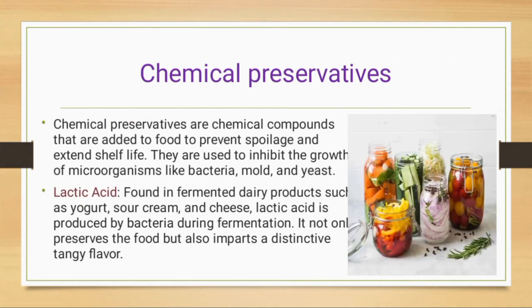And then next, chemical preservatives. Chemical preservatives are chemical compounds that are added to food to prevent spoilage and extend shelf life. They are used to inhibit the growth of microorganisms like bacteria, mold, and yeast. Lactic acid is found in fermented dairy products such as yogurt, sour cream, and cheese. Lactic acid is produced by bacteria during fermentation.